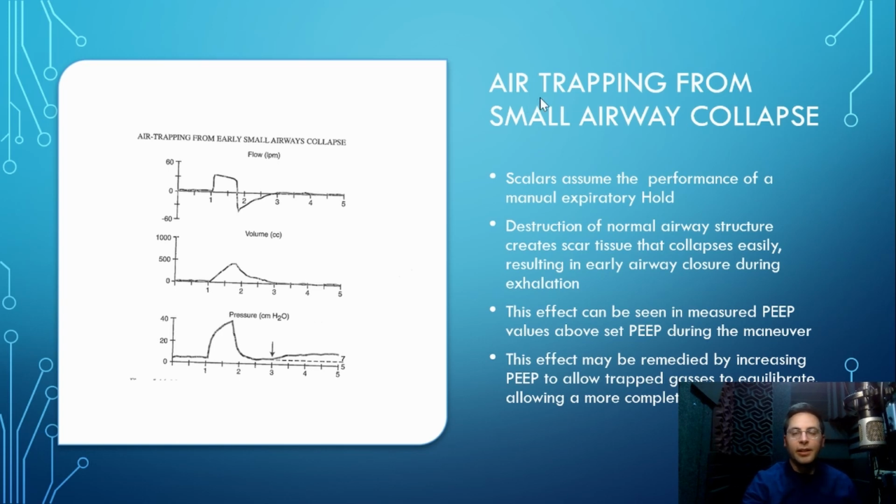Here we have a representation of air trapping from small airway collapse. So these scalars are assuming the presence of a manual expiratory hold. In this case, the destruction of normal airway structure will create scar tissue that collapses easily, resulting in an early airway closure during exhalation. So this effect can be observed in measured PEEP values above set PEEP during the maneuver. So we have what clearly is our set PEEP at about 5, and then we have the PEEP rising above the set PEEP to about 7 during the maneuver. This effect can be remedied by increasing PEEP to allow the trapped gases to equilibrate, allowing a more complete exhalation.